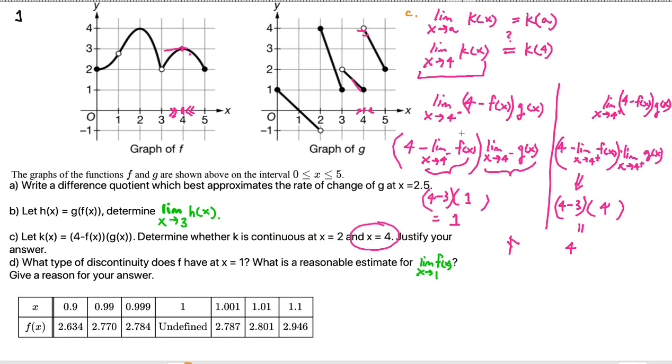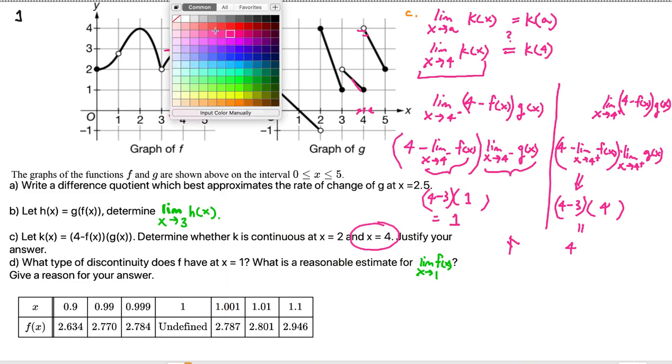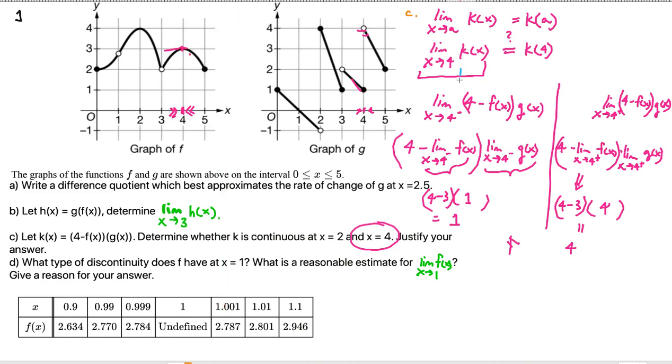So the left-hand limit does not equal the right-hand limit. That means that this right here does not exist. And if the limit does not exist, it cannot equal anything, ever. So it cannot equal k of 4, which means that k is discontinuous. We also want to justify our answer, so we want to write this last sentence. We want to be able to say why it's true.